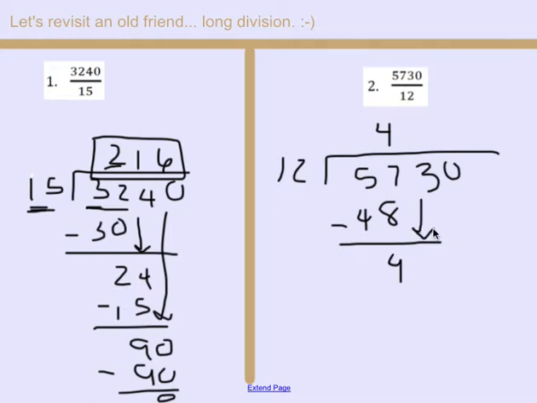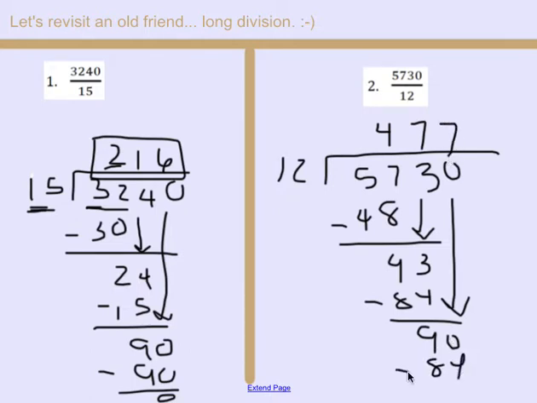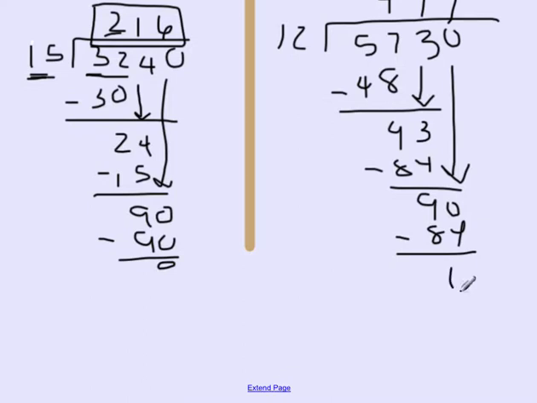And then I'm going to go ahead and bring down that 3. So then I'm looking at 93, and I need to ask myself how many times 12 can fit into 93, and that's going to be 7. So 12 times 7 is 84. Subtract that off and I get 9. And then again, I'm going to bring down that 0. And then I ask myself, how many times does 12 go into 90? And again, that's going to be 7. 12 times 7 is 84, and so I subtract that off and I end up getting 6.